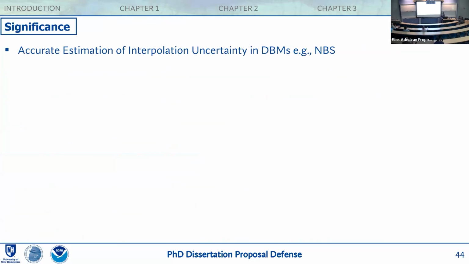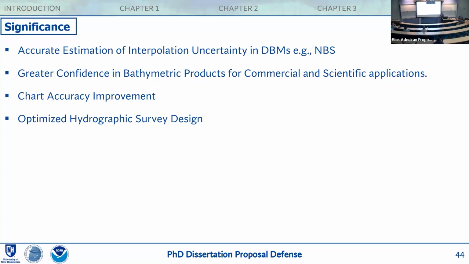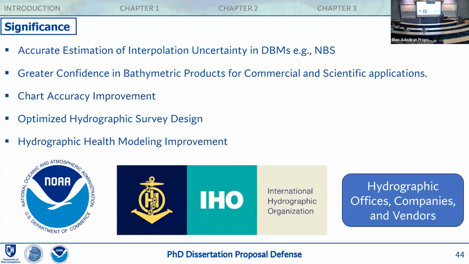And what is the significance of this work? I think, one, it will enable us to accurately estimate interpolation uncertainty in digital bathymetric models, for example, the National Bathymetric Source. It would give us greater confidence in bathymetric products for different applications. Then it will improve our chart accuracy. It will help us to optimize hydrographic survey design. It will also improve hydrographic health modeling. And this is important to all of these organizations, from NOAA to ISO itself, and hopefully hydrographic offices, companies, and vendors.